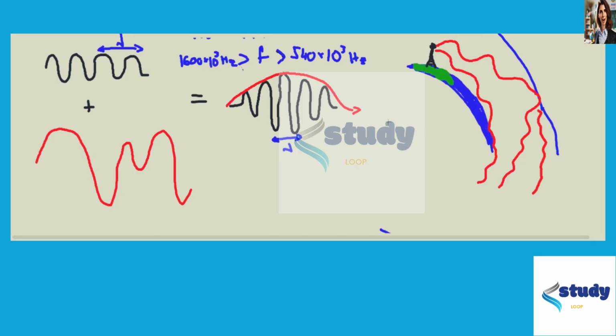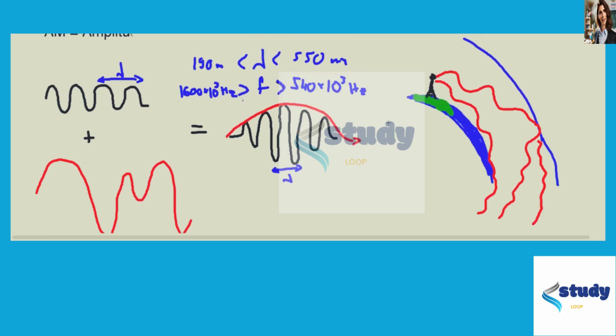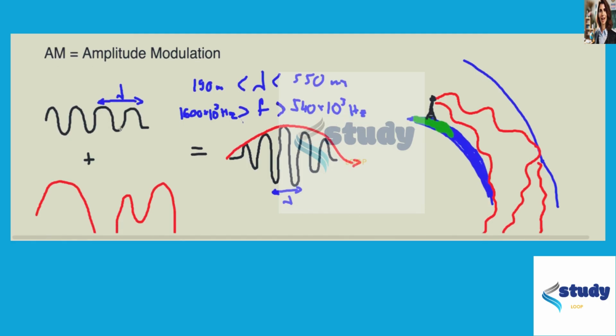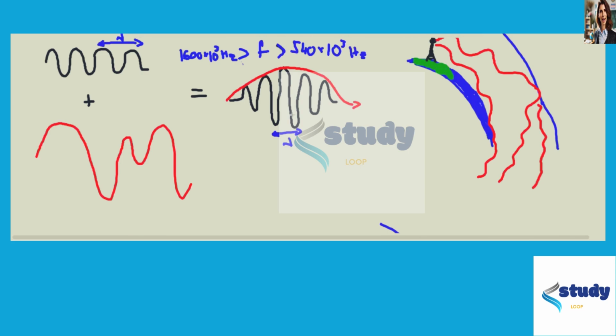However, the shortcoming of AM waves is that they are subject to interference. And that's because they are only confined to a single frequency. So anything that creates electromagnetic waves of the same frequency is going to cause interference, and that's going to mess up your signal.